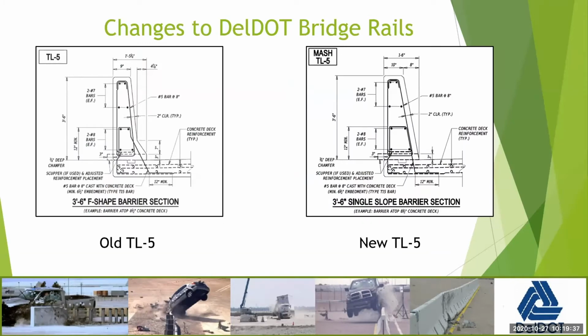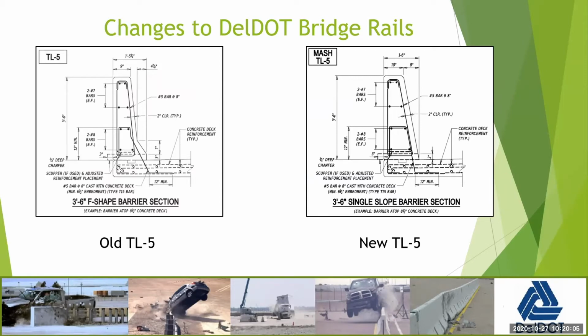So now we're going to talk about some of the changes that were made to the DelDOT bridge rails based on updating to MASH. Our process through this was to look at the DelDOT bridge rails, confirm whether it's MASH compliant or not, and then once we confirm it's MASH compliant, ask, does this make sense for the department and the needs that we're actually facing? So some of these changes are based more on better meeting the needs of the department and also public users that are using our bridges.